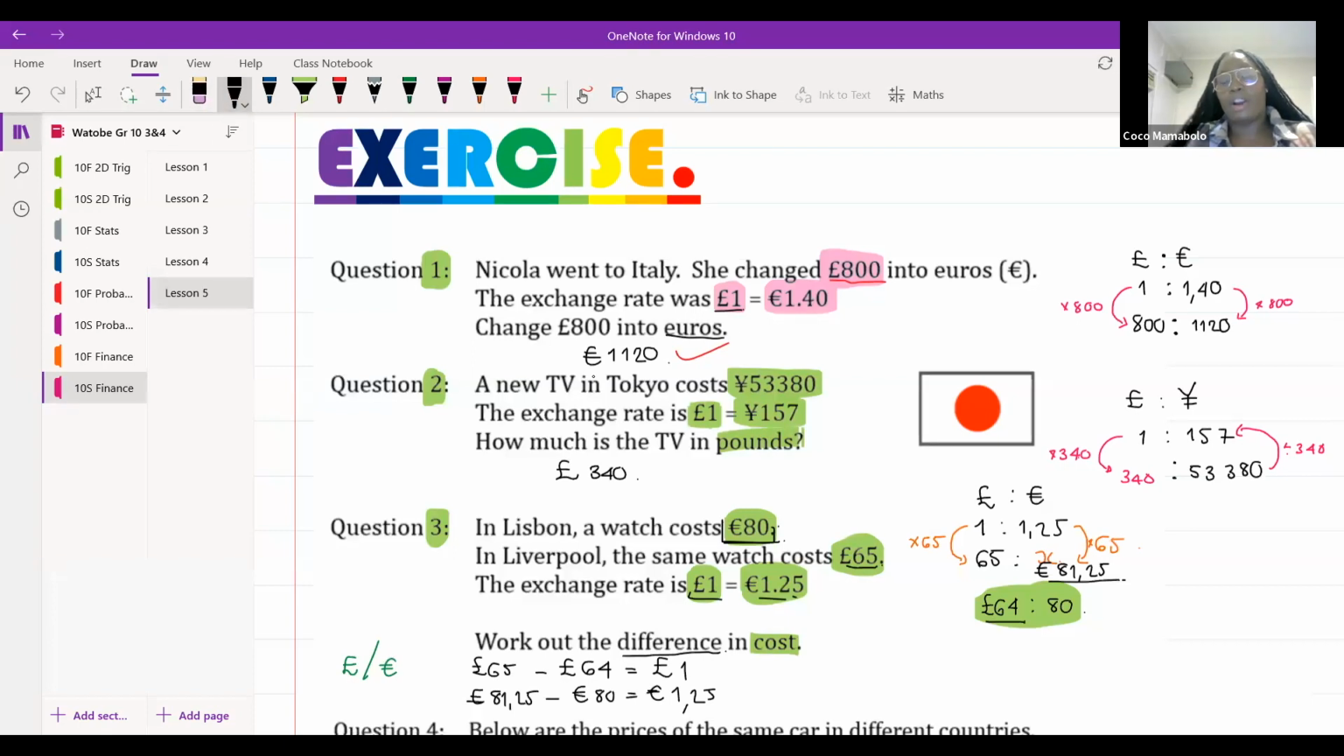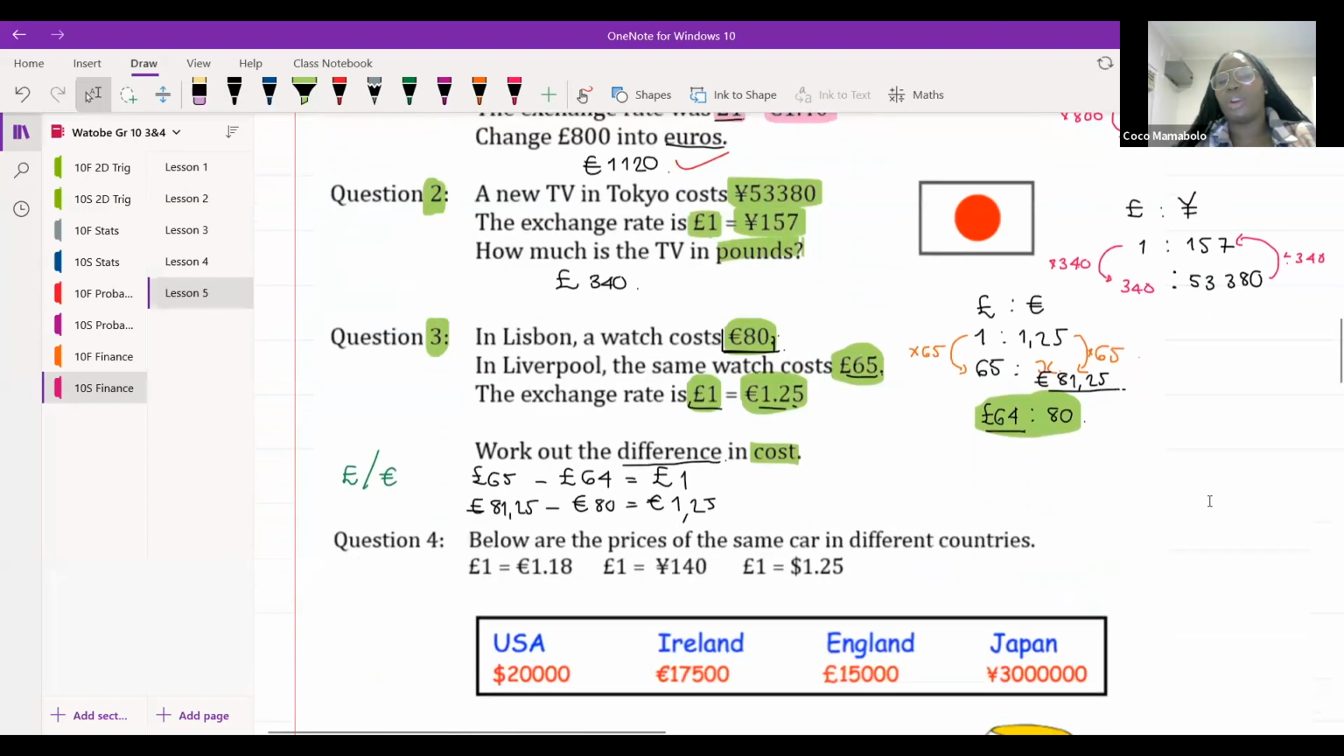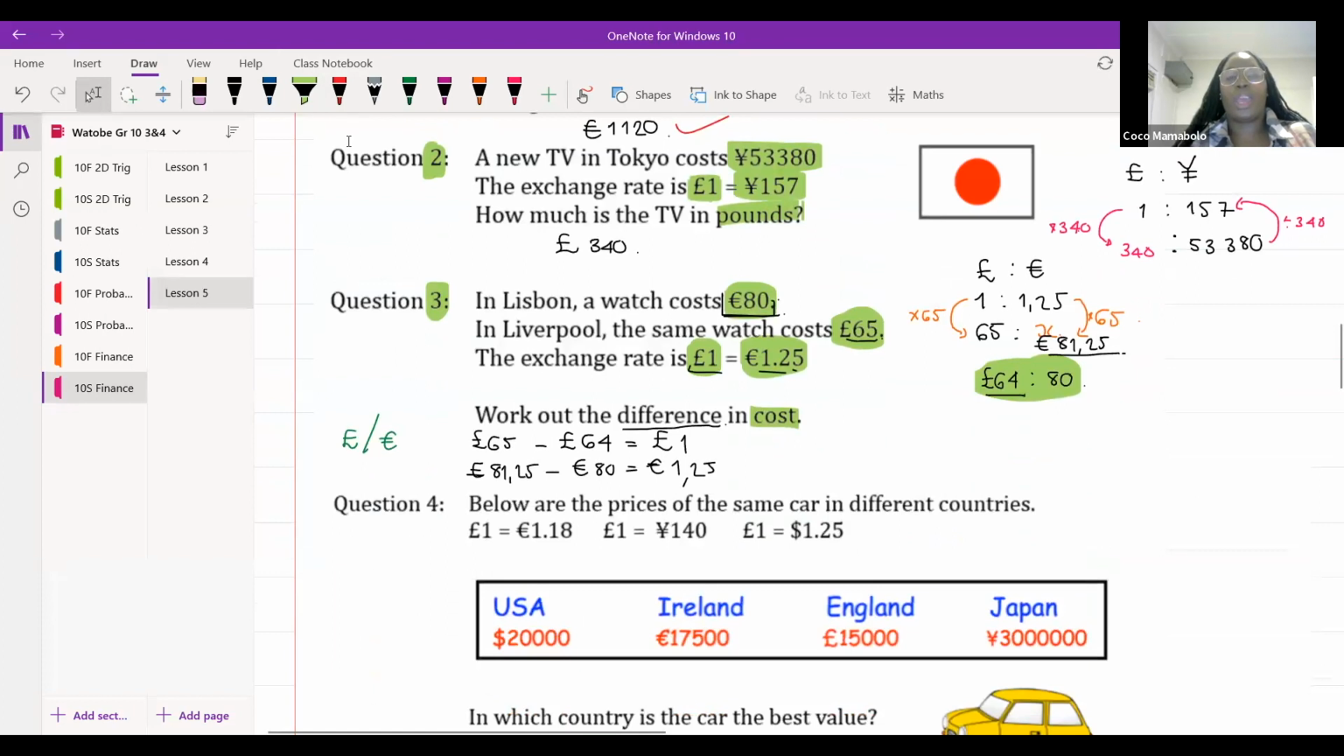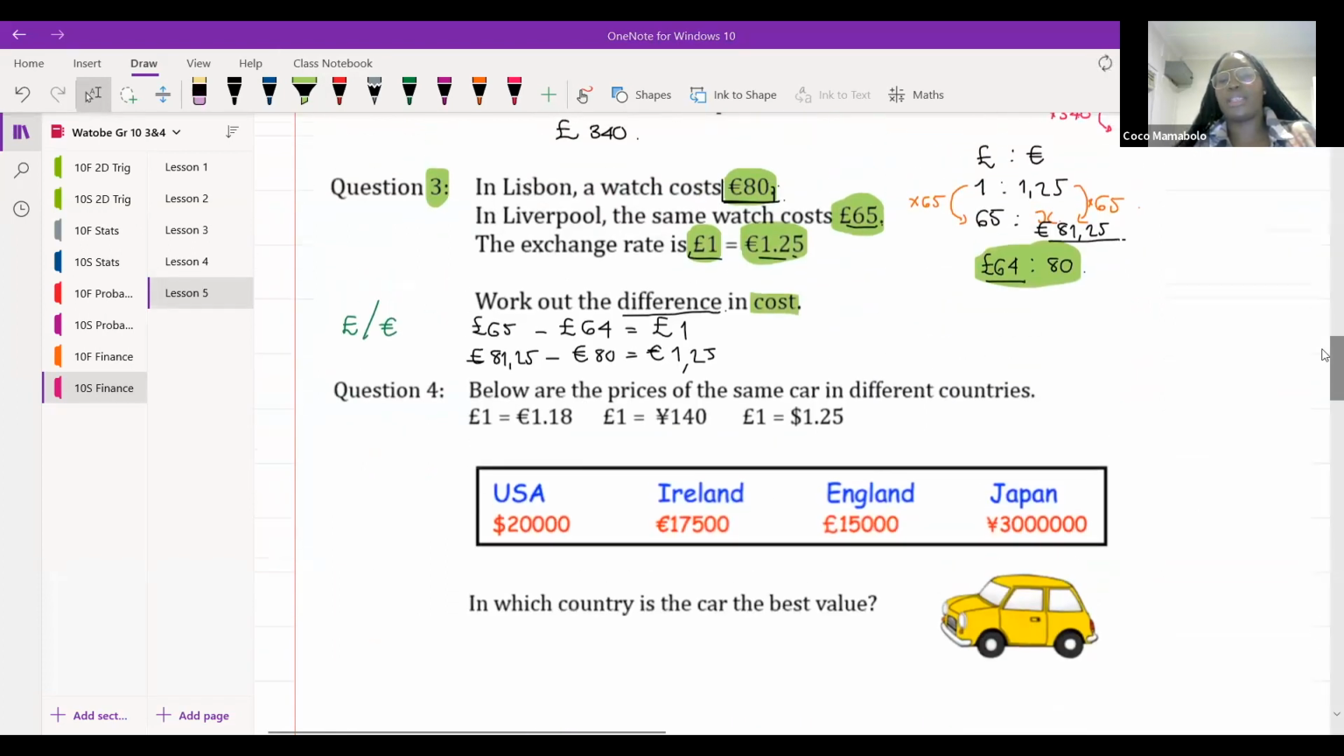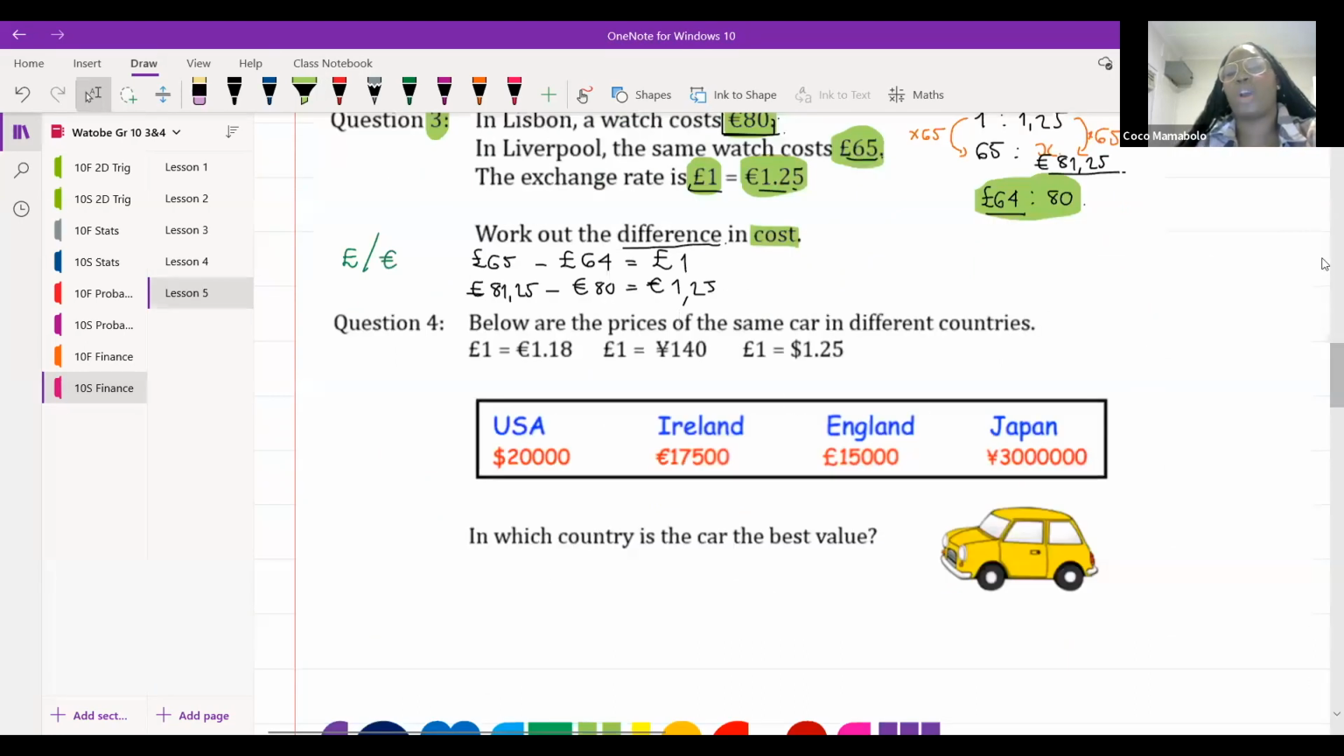Okay. All right. I'm going to give you guys one last exercise to do on exchange rates, and then we're going to get to the big boy stuff. Right, there is your last question. It says here, below are the prices of the same car in different countries. I want you guys to look at this question and tell me, what are we going to convert all the other countries' currencies to? Just by looking at the question, which currency do we want all of them to be in?